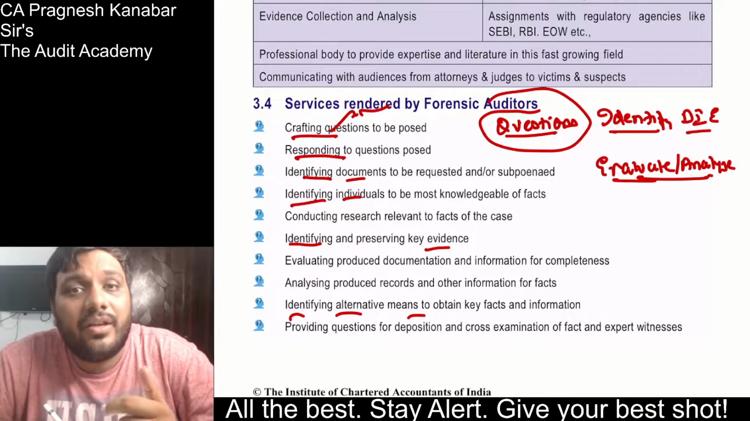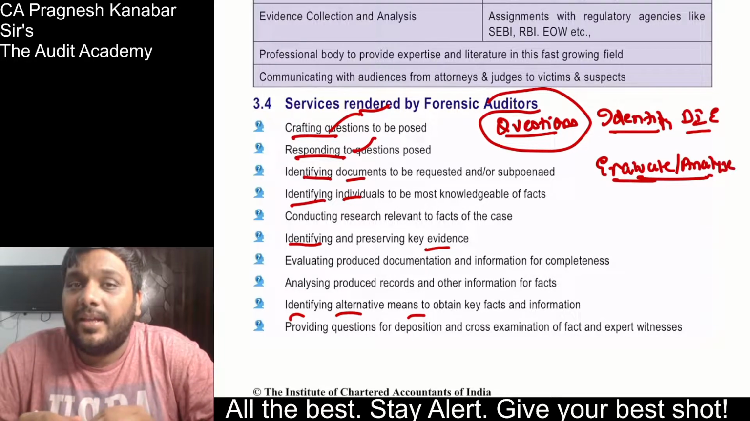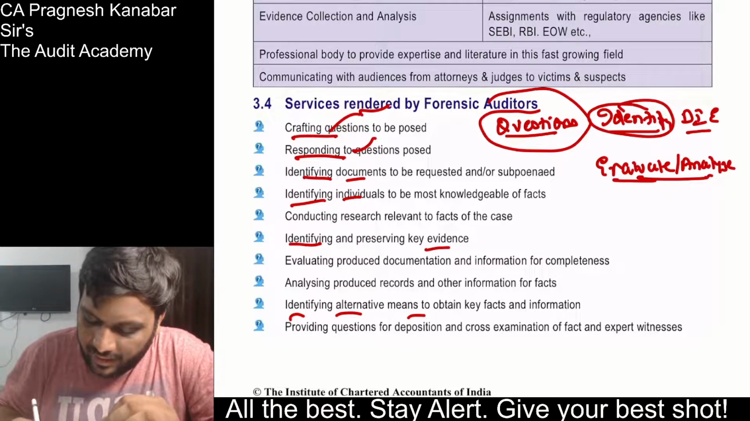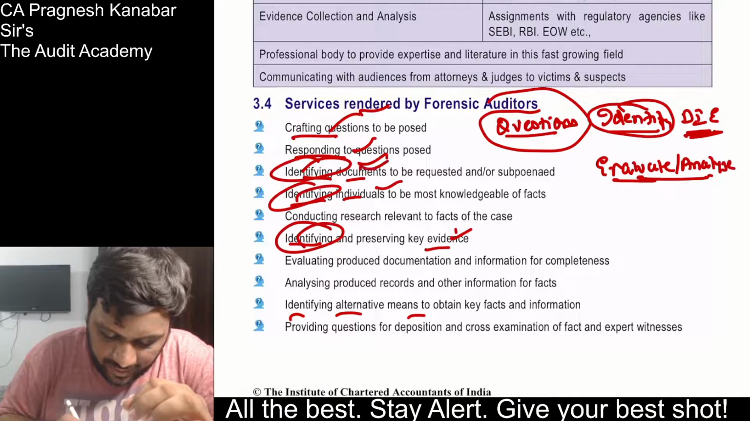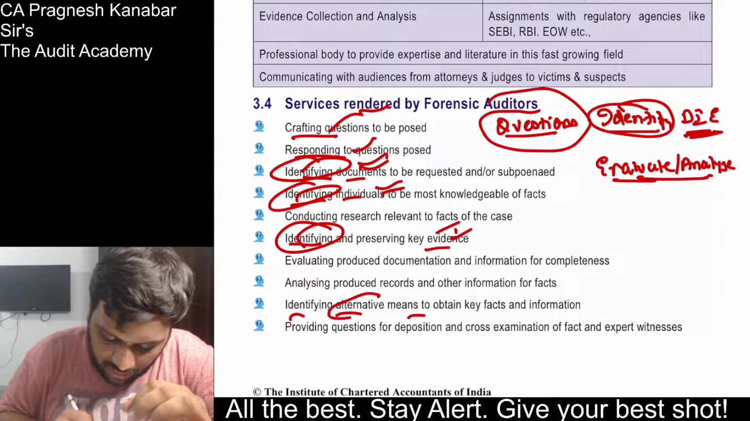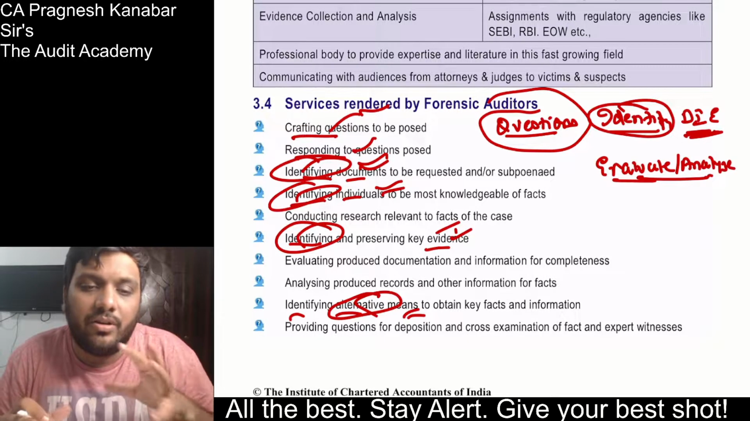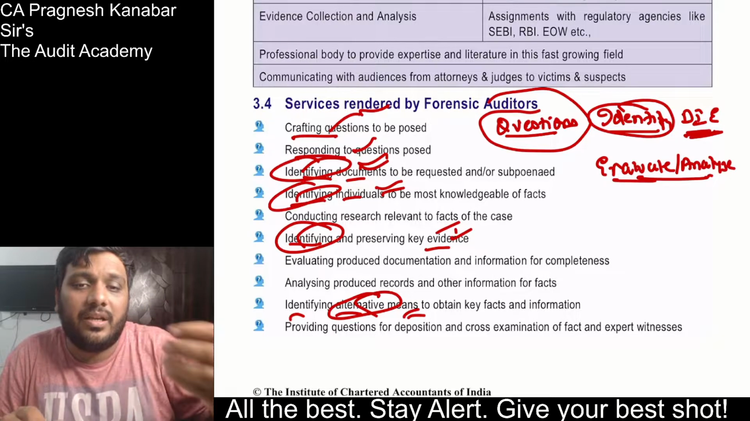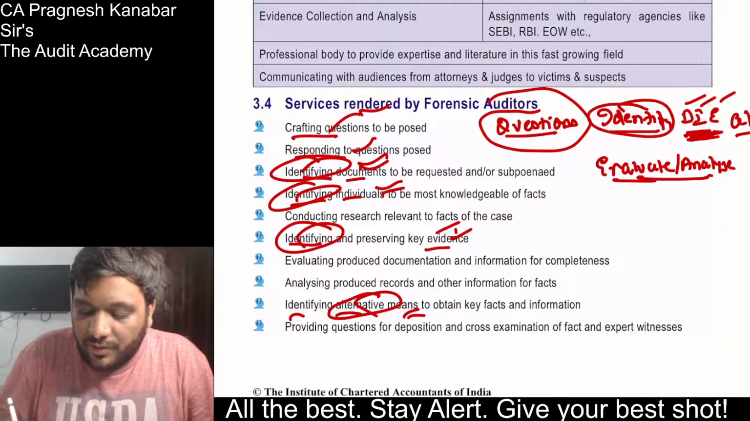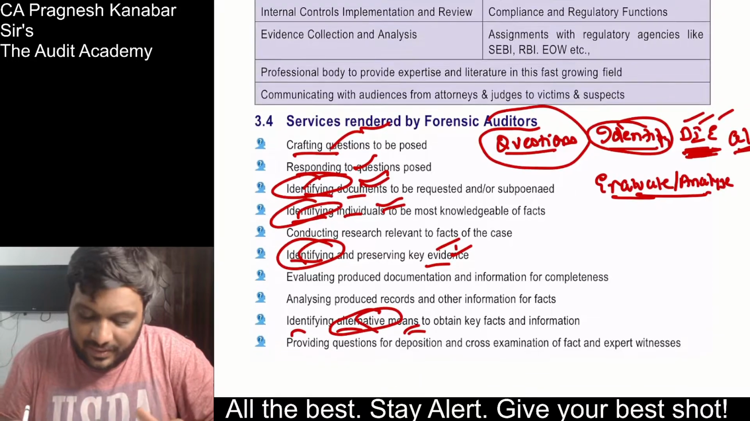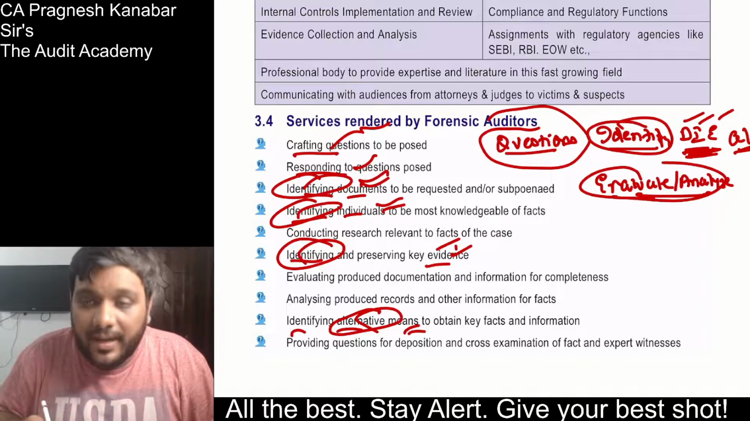So crafting questions, if at all questions are countered, then he will also respond to the questions. Then mostly he helps you in identifying documents, individuals and evidence, and also identifying alternative means to obtain key facts. If one way you have not obtained a particular information, then he may give you an alternate way. Then after all the information has been obtained, he will help you to evaluate and analyze.